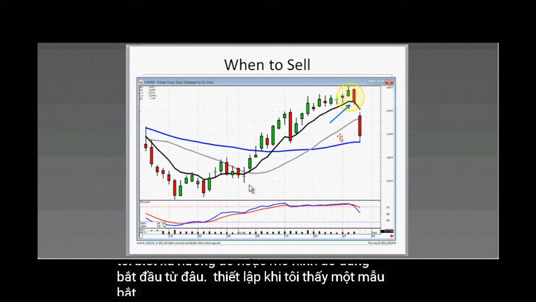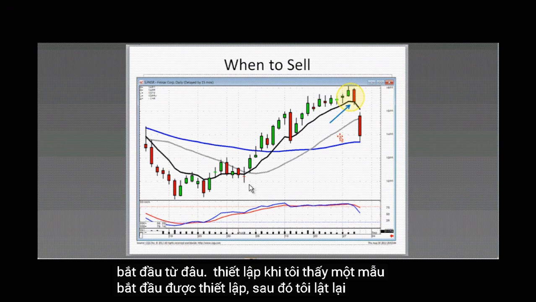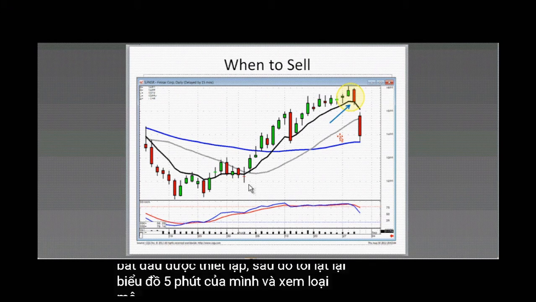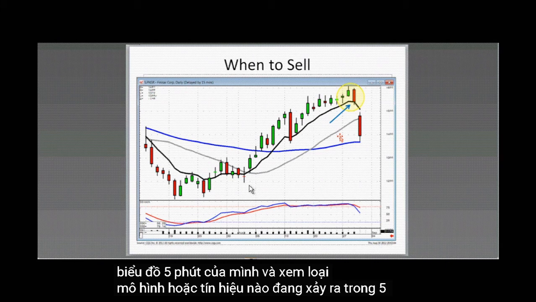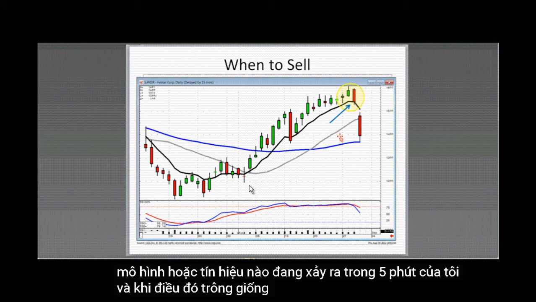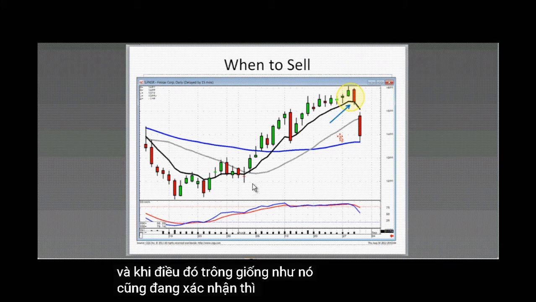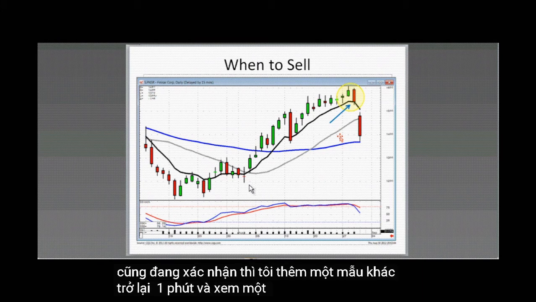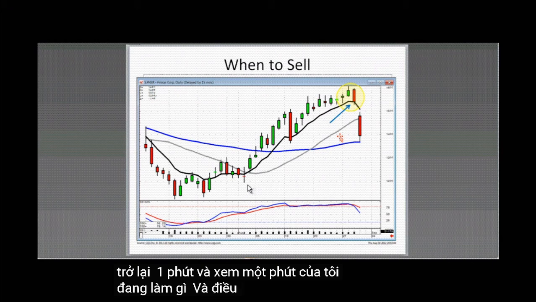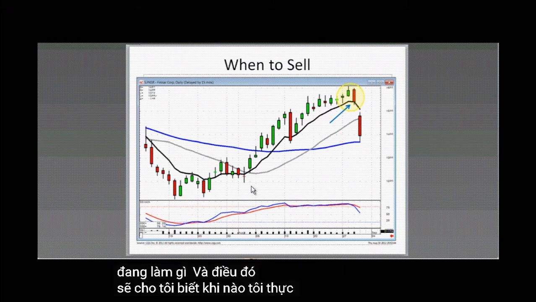When I see a pattern starting to set up, then I flip back to my 5-minute chart and see what type of pattern or signals is occurring on my 5 minute. And when that looks like it's also confirming, then I go back to my 1 minute and see what my 1 minute is doing, and that's going to tell me when I actually get in or not get into a position.